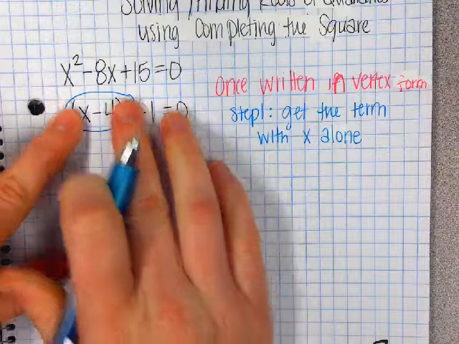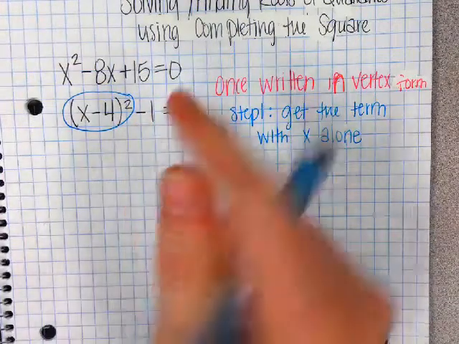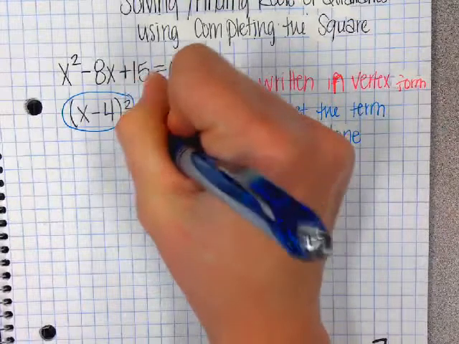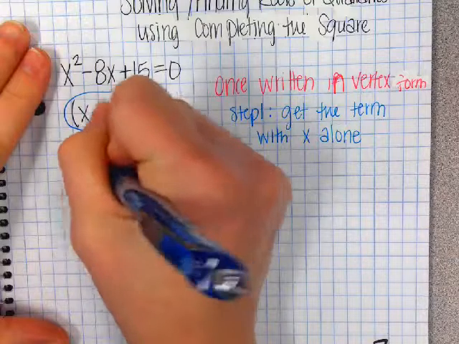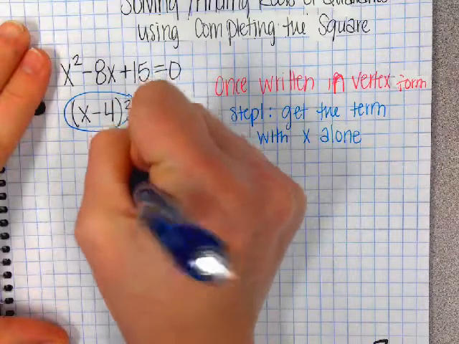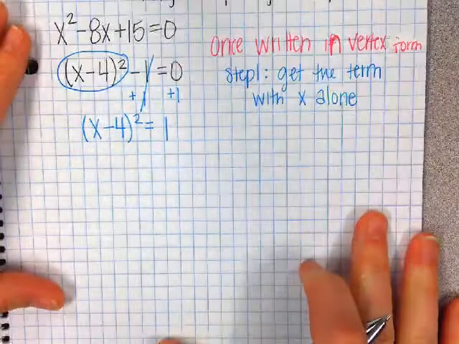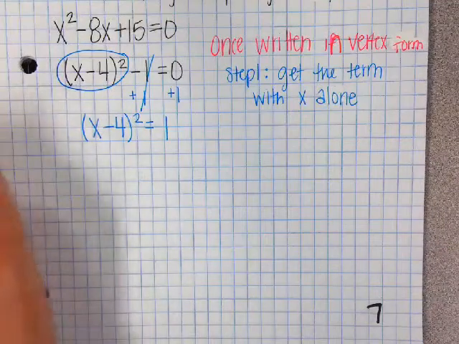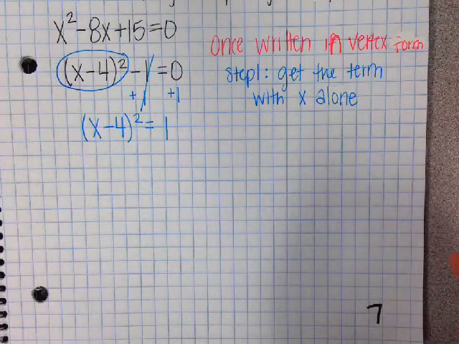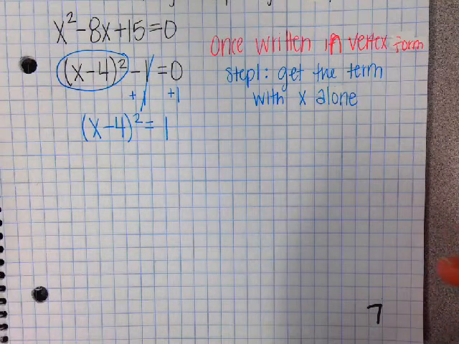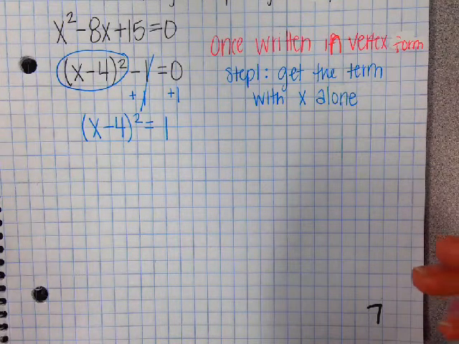So you're going to get this part alone. This is the term with x. You need to leave all of that by itself. So what's the opposite of subtract 1? Add 1. So you're going to add 1 to both sides. Then you're left with the parentheses x minus 4 squared equals 1. Now, remember, when we're trying to solve an equation, you always have to get x by itself.